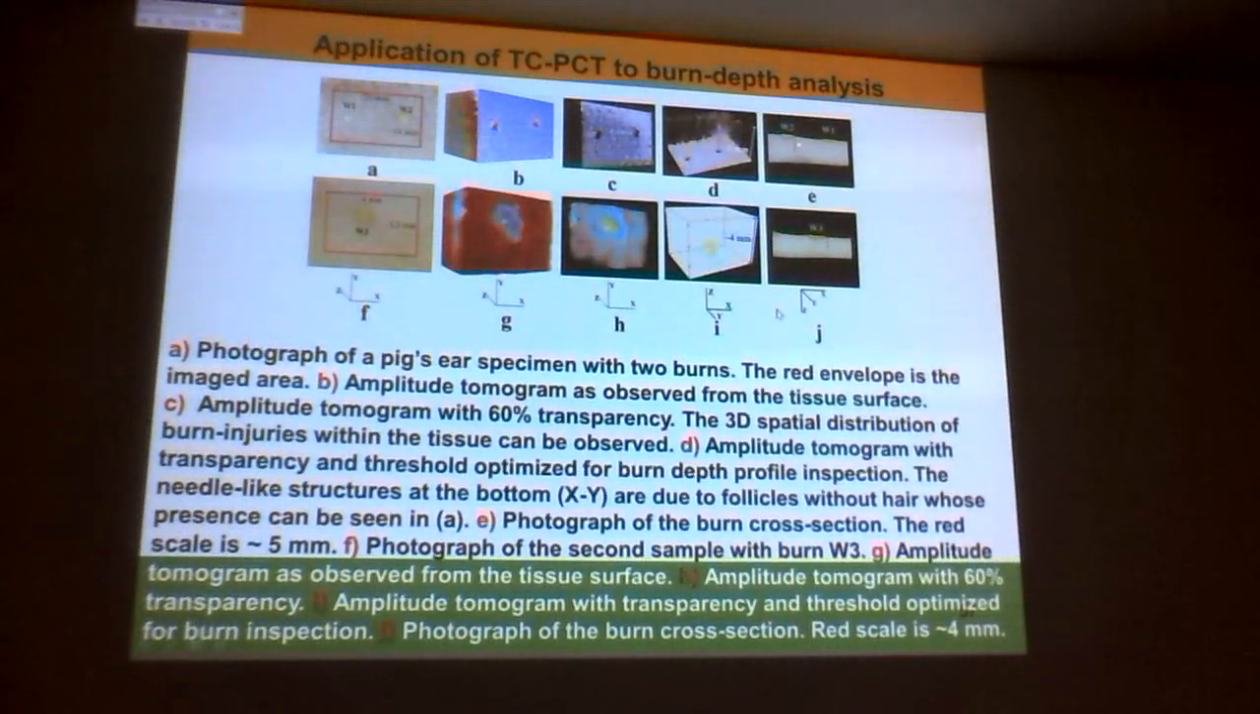And what you see with the photography, of course, the photography in part E shows the burned cross-section. The red scale is 5 millimeters here. So the photography doesn't show much of that resolution the way we see it with the tomography. And then when you go to another case here, F is a photograph of the second sample with a different burn. This was a more severe burn, but it shows a bit more clearly here. You see different stages of the burn. Once you have the transparency, you see the depth and the extent of the burn down here. And of course, you get a lot more information here than you get from the cross-sectional image.